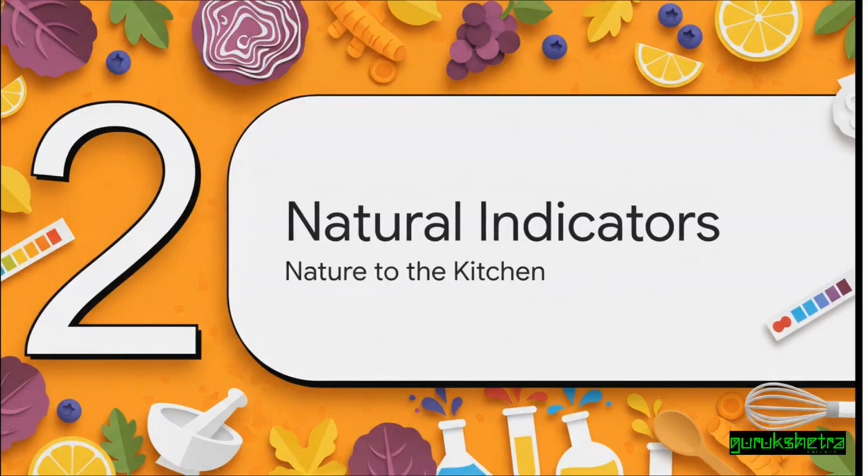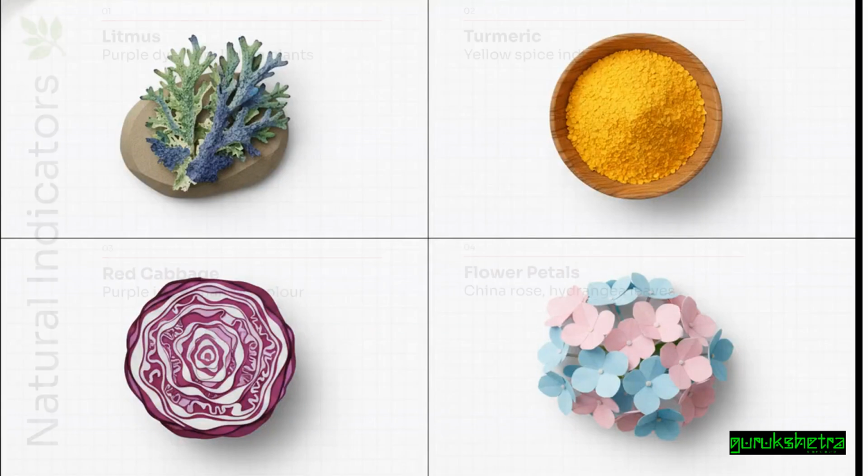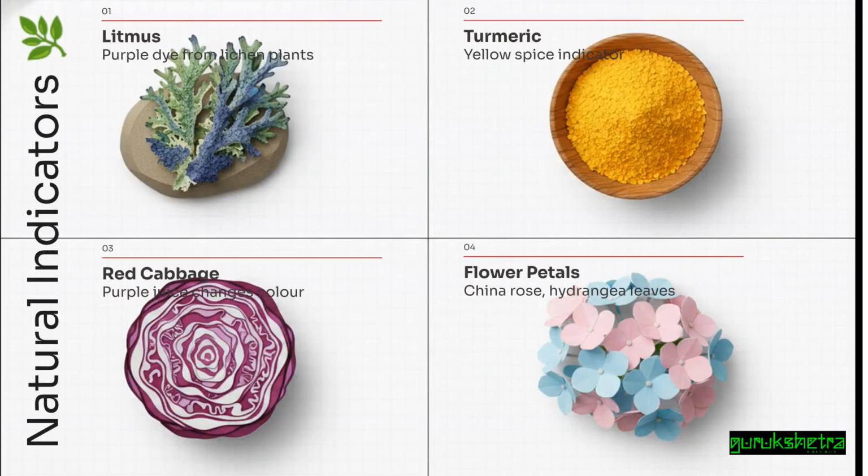Moving on to Section 2, natural indicators around us, from nature to the kitchen. You know, we really don't always need a high-tech, fancy laboratory to do chemistry. In fact, some of the absolute best indicators are obtained straight from plants and natural sources right in our own backyards. Let me tick off 4 main types for you here.